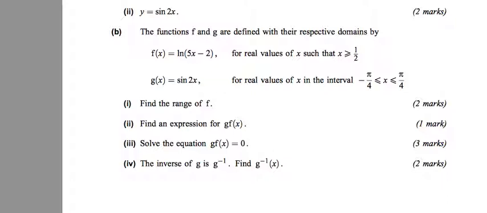Okay, so here we're going to do y equals sine 2x, and then just swap x and y around. So y equals sine 2x becomes x equals sine 2y, and then make y the subject. To do that, we're going to need to take the inverse of sine.